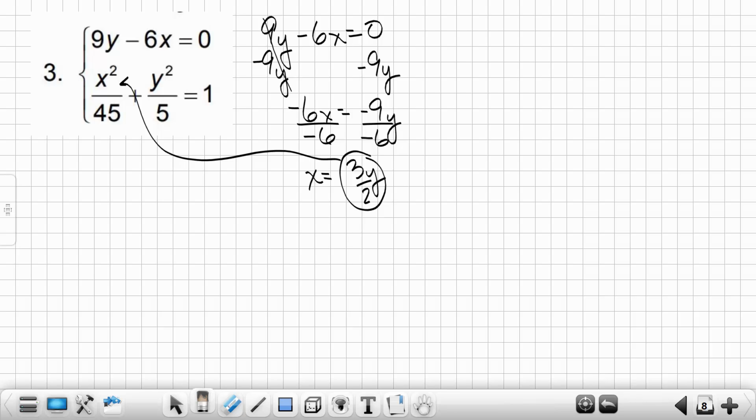Step by step, we'll make the journey. Okay. So now I'm going to do the substitution. So I get (3 over 2 y) squared over 45 plus y squared over 5 equals 1. So I just did the substitution. I took what x equals and I substituted it into my ellipse. Oh my gosh, a fraction over a fraction. It'll be all right.